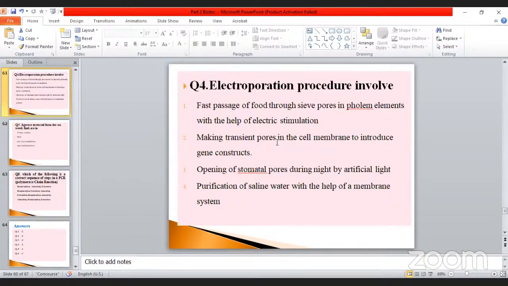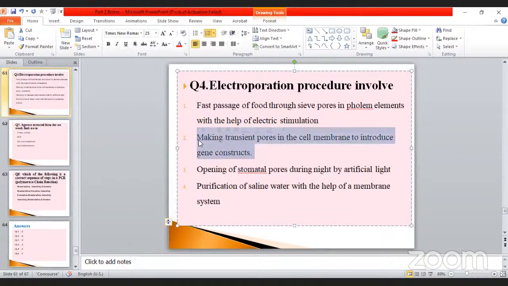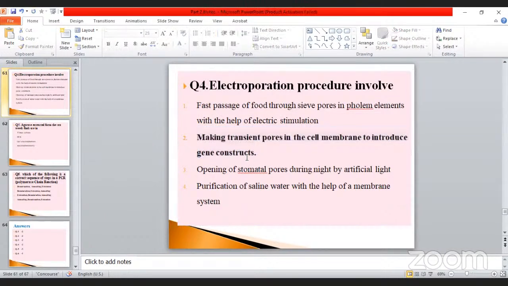Making transient pores in the cell membrane to introduce the gene construct, see that poration, isn't it? So this is electroporation. Now only we studied, isn't it? One or two classes before we studied electroporation. For the gene construct methodology, mostly electroporation is used. Other things are not coming. Plant stomata is not possible. Purification of saline water with the help of the membrane system, no. So this is the correct one. So go to the next one.